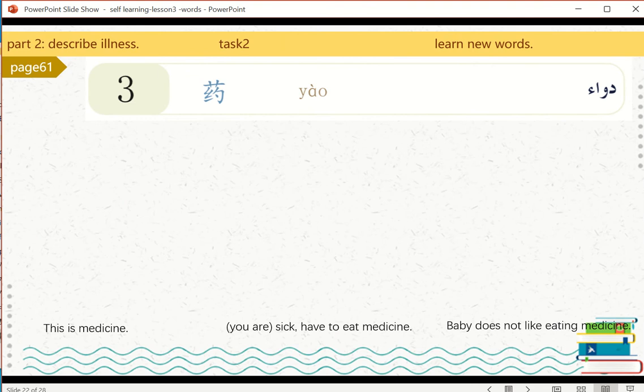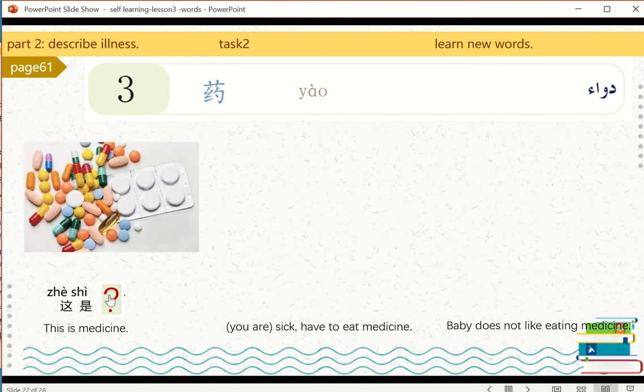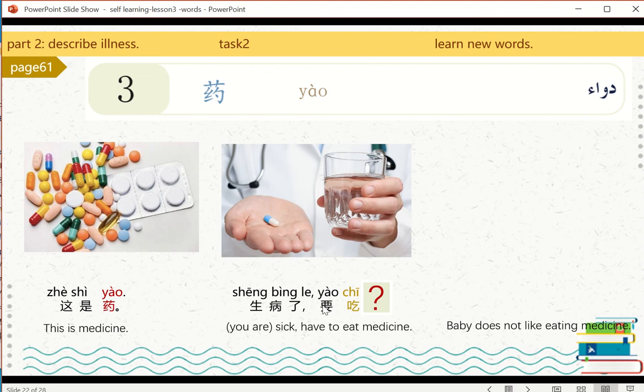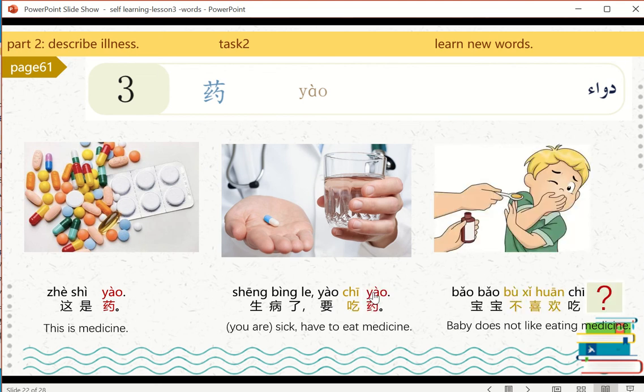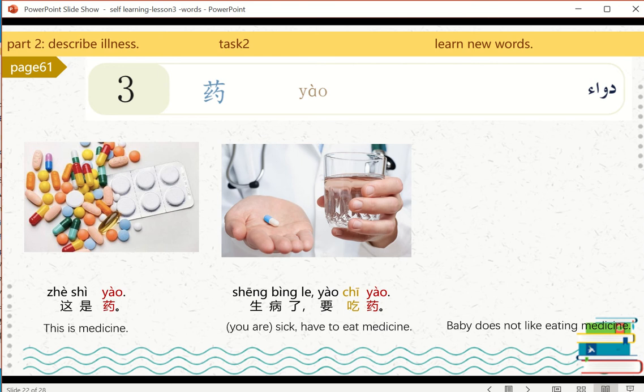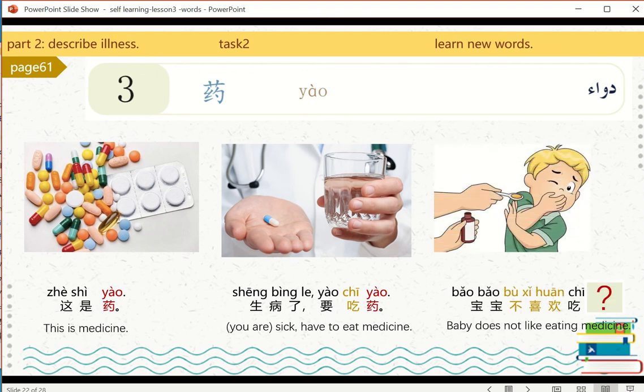好，第三个是药, medicine. 药，这是什么？这是药。生病了，要吃药。So 生病了, being sick, you need to eat medicine. 要吃药, here it means you have to eat medicine. 宝宝不喜欢吃药, the baby does not like eating medicine.